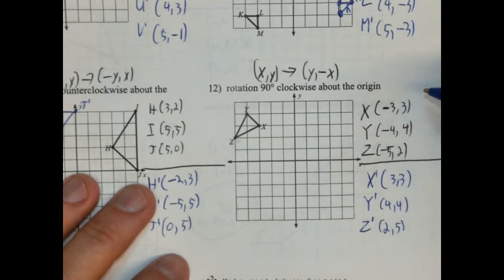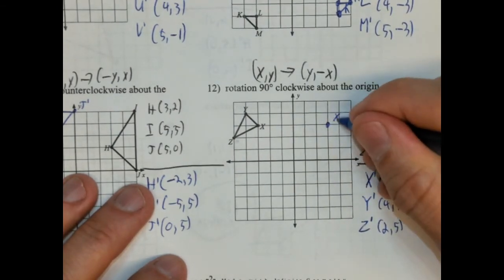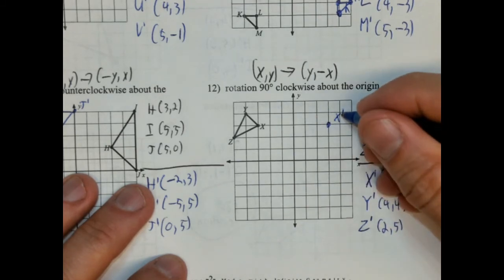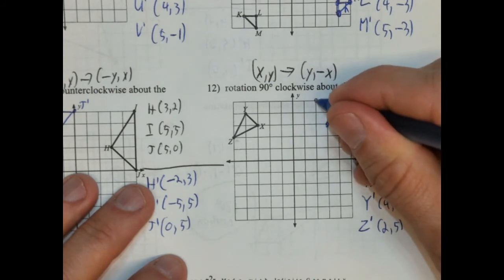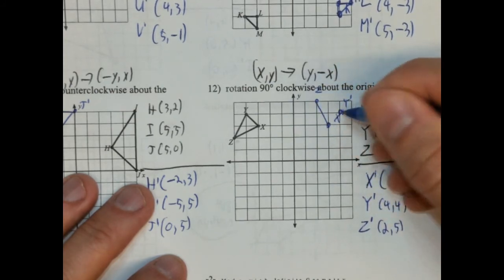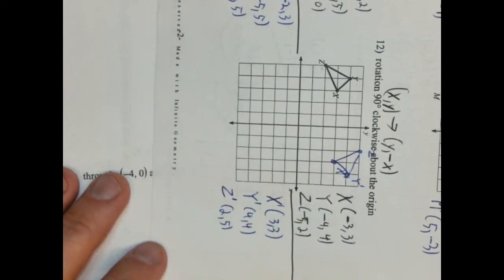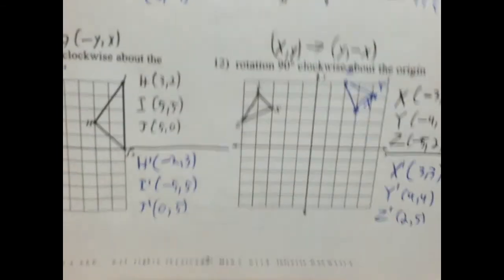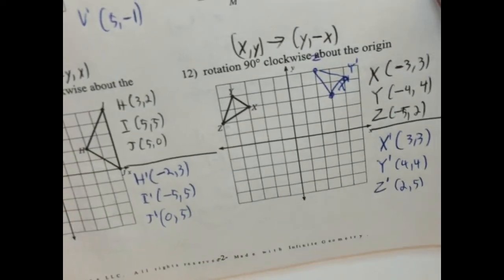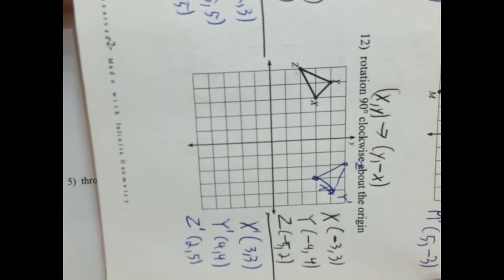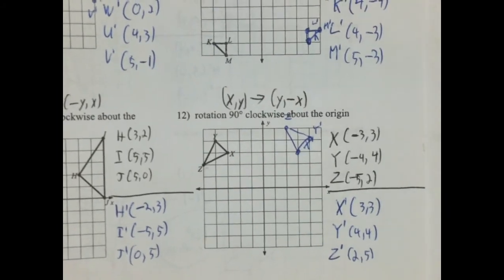Okay. So 3, 3 would be, let's see, right there. That's X prime. 4, 4 would be there. That's Y prime. And 2, 5 would be right there. That's Z prime. So 90 degrees clockwise. There, let's see. Yeah, I think it does. My brain's playing tricks on me. Pretty sure it works. All right, cool.